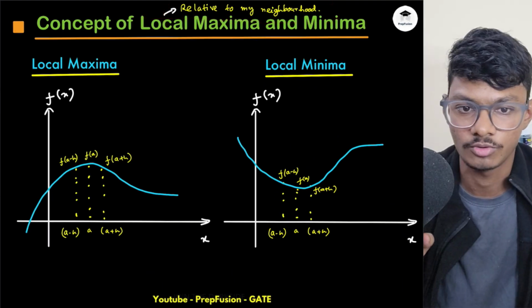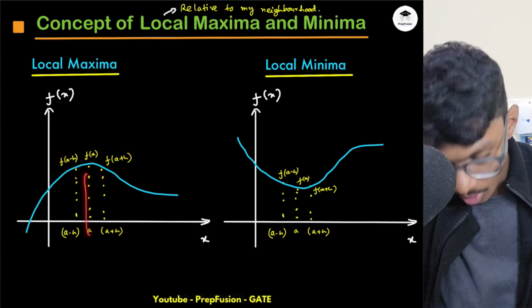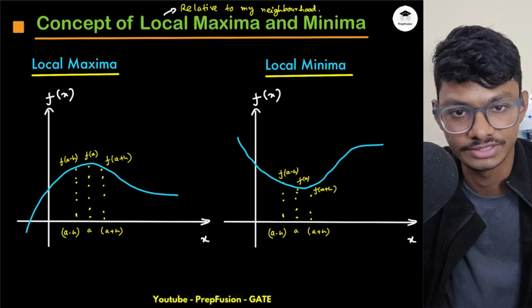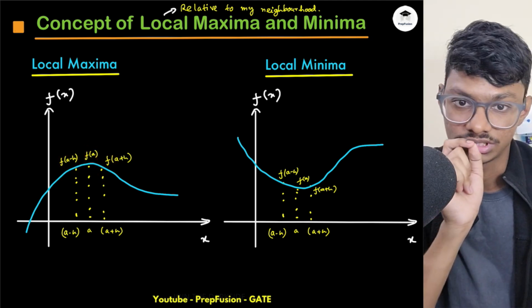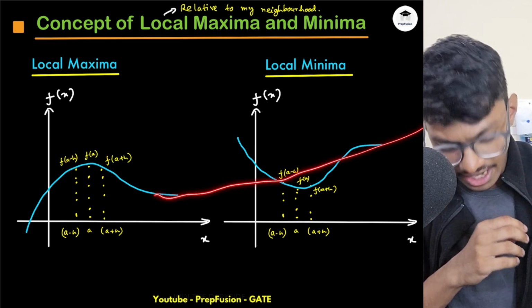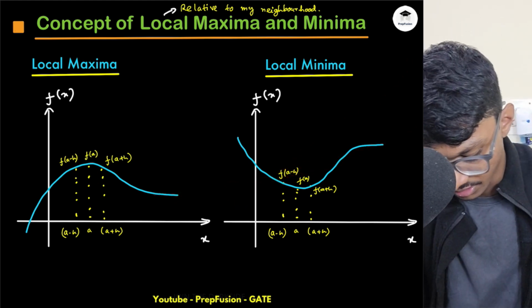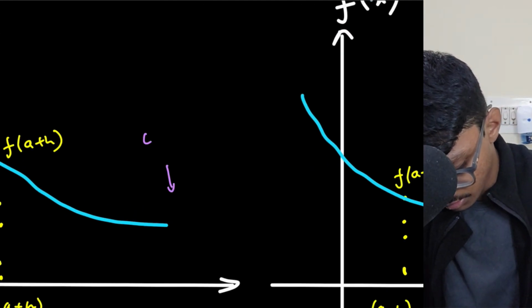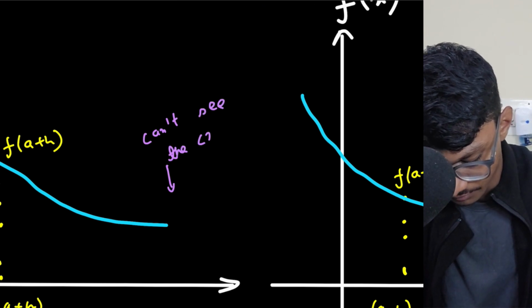So what is the concept of local maxima and minima? Basically here, if you observe, let's talk about this point E. Just before this point and just after this point, all the point values are lower than this f of a. So I will say this is a local maxima, because locally this is the maximum point. Obviously this graph can go anywhere, right? I can't see the complete graph.